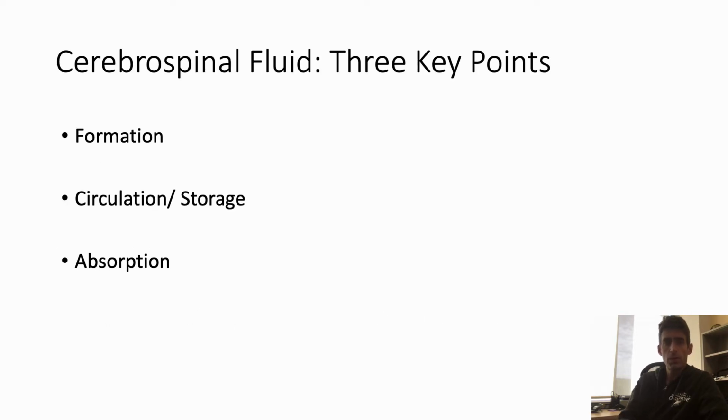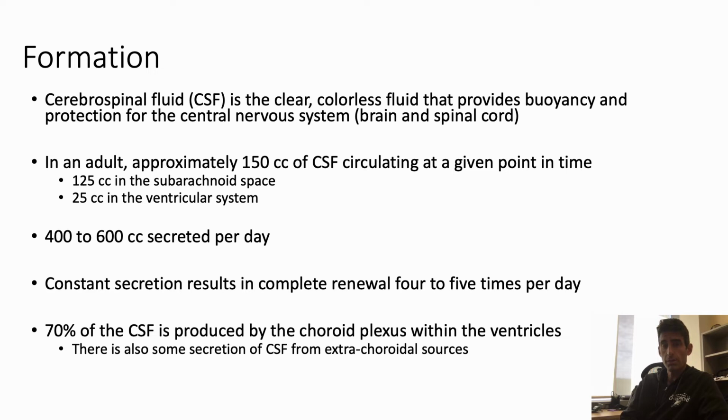ICU. So there are three key points when you think about the spinal fluid. It's how is it formed, how is it stored or circulated, and then how is it absorbed. So if you look at formation, we'll just begin with what the spinal fluid is. It's clear, it's colorless, it's synthesized by the brain and the choroid plexus.